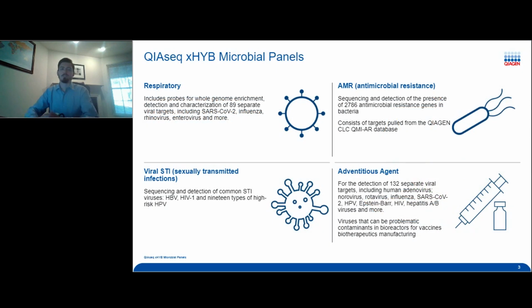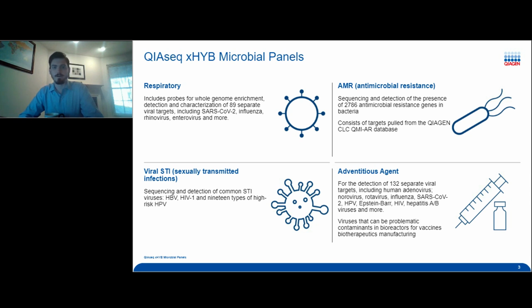So we just recently launched 4 separate new hybrid capture-based microbial panels. We have a respiratory panel that is for 89 separate viruses, including SARS-CoV-2, influenza, rhinovirus, enterovirus, and many more. We have an AMR panel, antimicrobial resistance panel, that targets 2,786 unique AMR genes for bacteria.